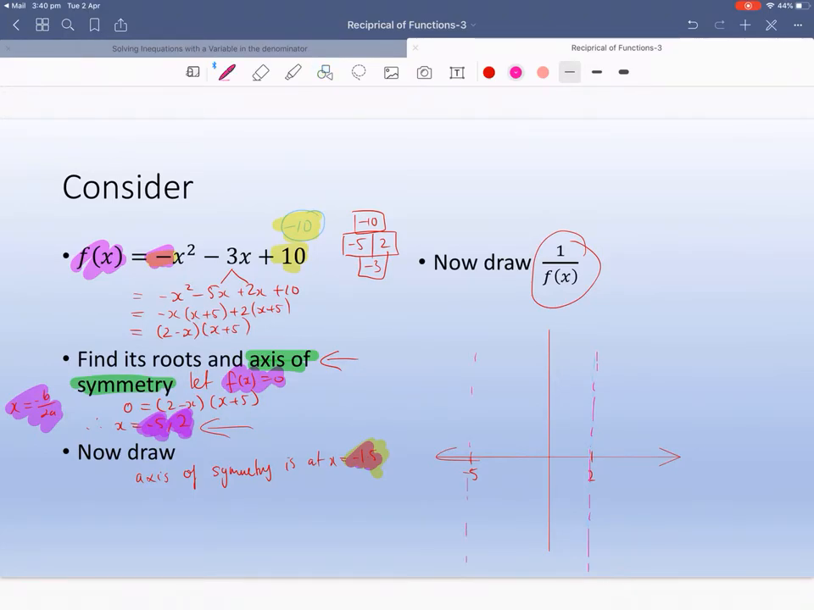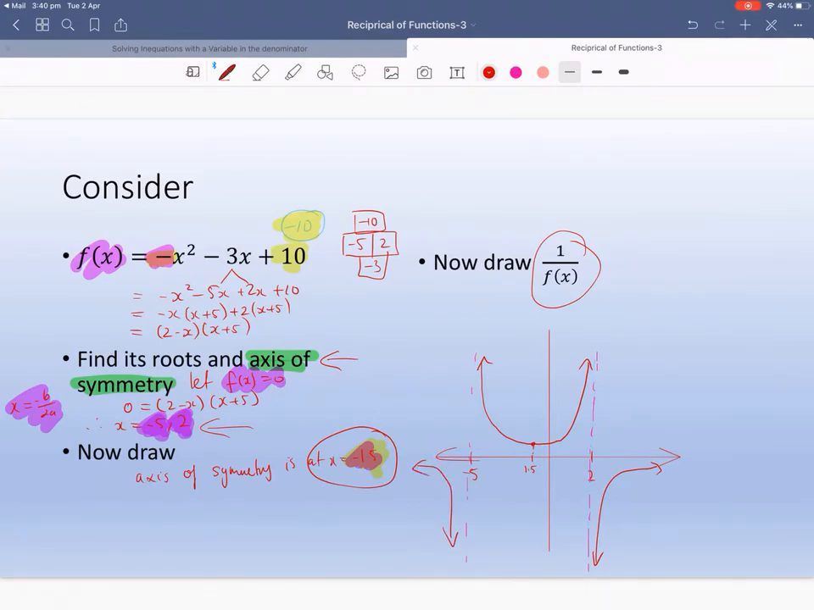I also know that my graph is going to be like this, and it has a minimum at the same point as our axis of symmetry. So our x value here is actually minus 1.5, so that's up there. Then this next part is a bit trickier to predict, and we haven't taught you how to do it yet.